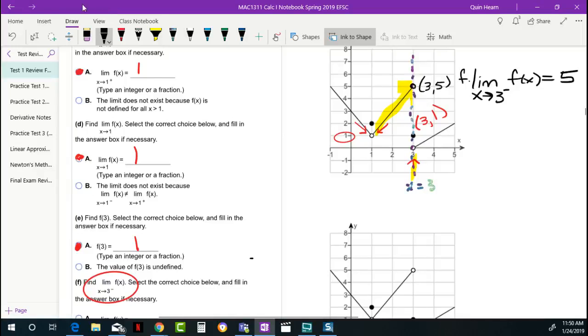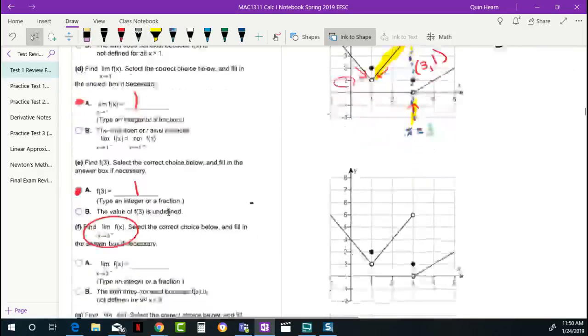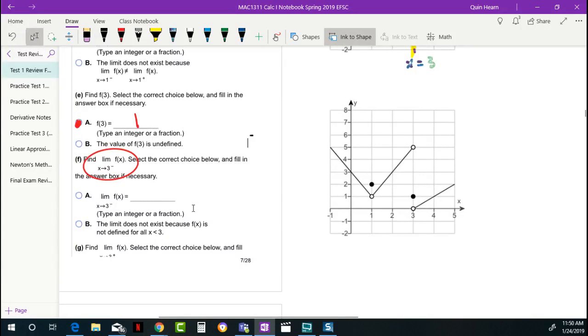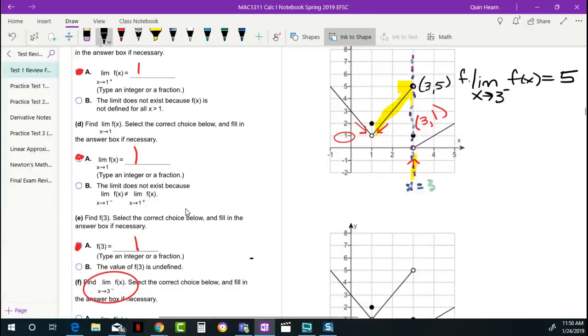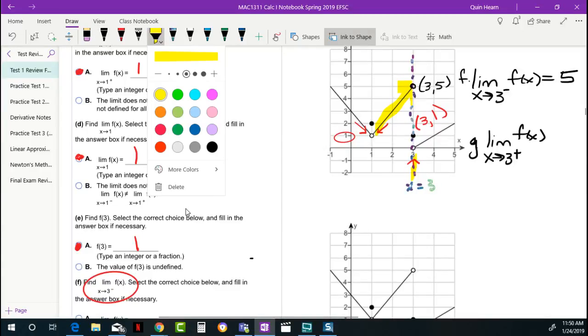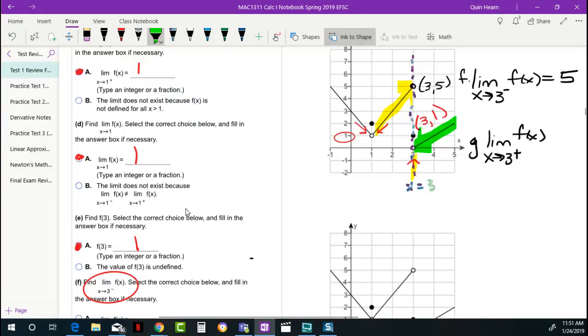And I betcha part G will ask us for the limit from the right. Let's see. Yep. Part G then asks us to find the limit as x approaches 3 from the right. Limit as x approaches 3 from the right of f of x. Okay, that's a different story. For that one, we are looking at this side, the left side coming in towards the x value 3, which is actually pointing at the y value 0, right? Because it's pointing at that open dot at 3, 0.